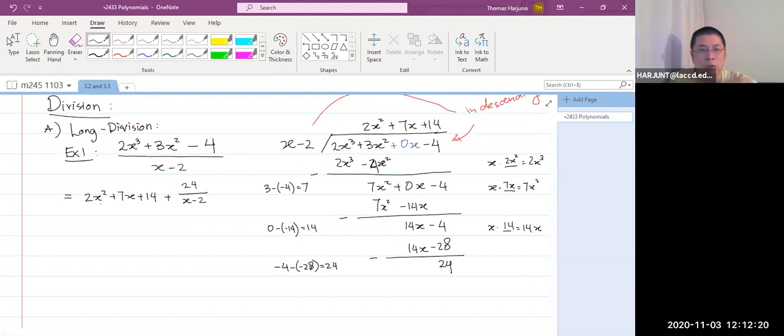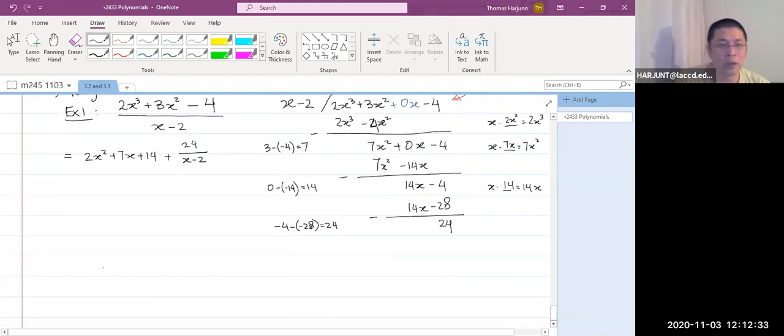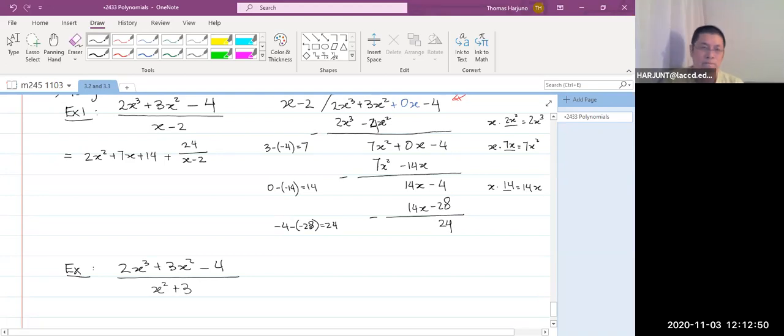That's for long division. Now, long division can be used in every case when we have a polynomial divided by a polynomial. Let's see a more complicated case. Let's say if I have the same one, 2x cubed plus 3x squared minus 4, but this time I divide by x squared plus 3. X squared plus 3.